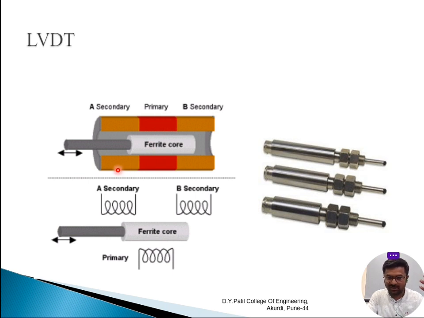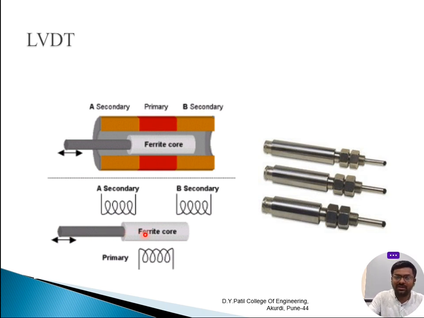It has one primary winding, two secondary windings, and one movable iron core or ferrite core, and in the bottom you will have an equivalent diagram for the same LVDT cross-sectional area. Here you can observe there are two secondary windings, secondary winding A and secondary winding B, and one primary winding, and between them there is a ferrite core. The object whose movement you would like to measure is connected here. There is an arm between the core and the object. That arm is used to transform the object movement into a core movement.